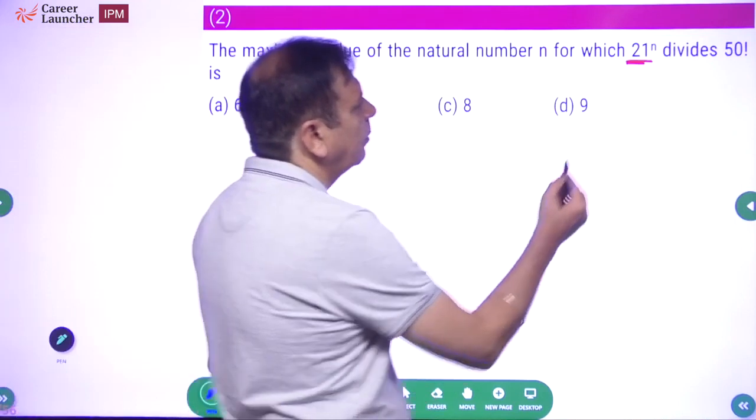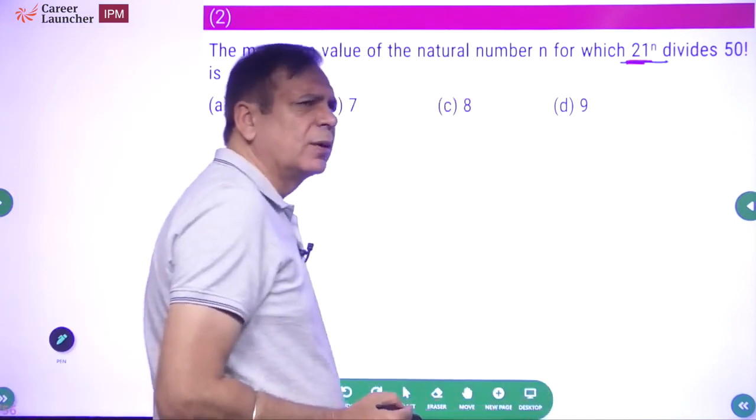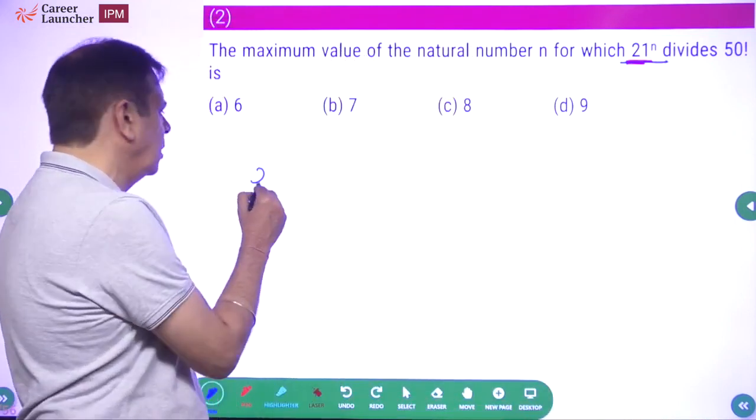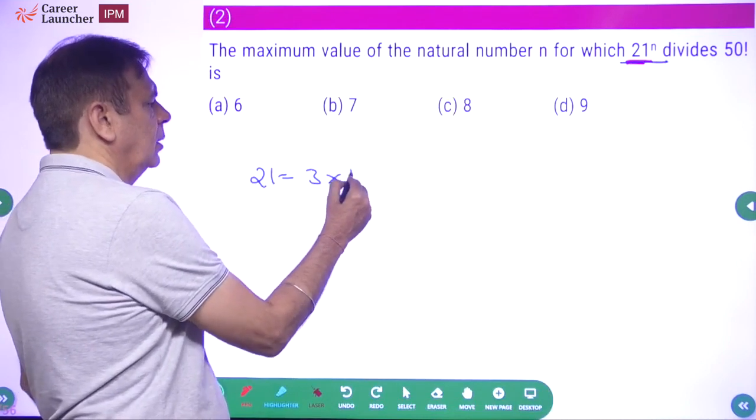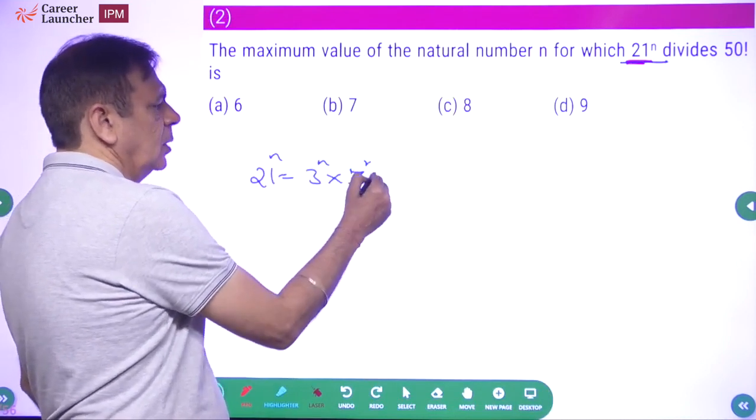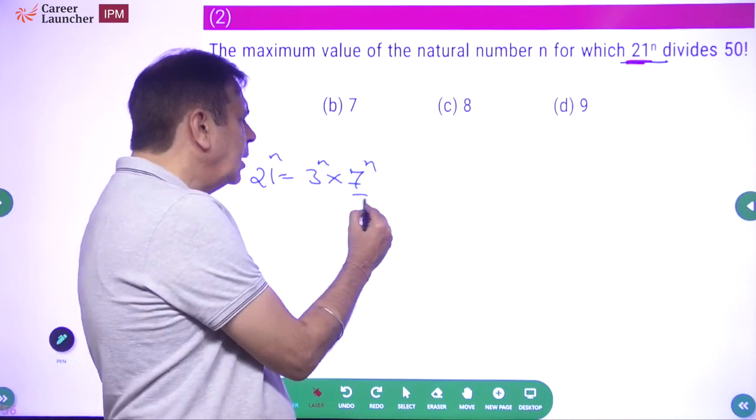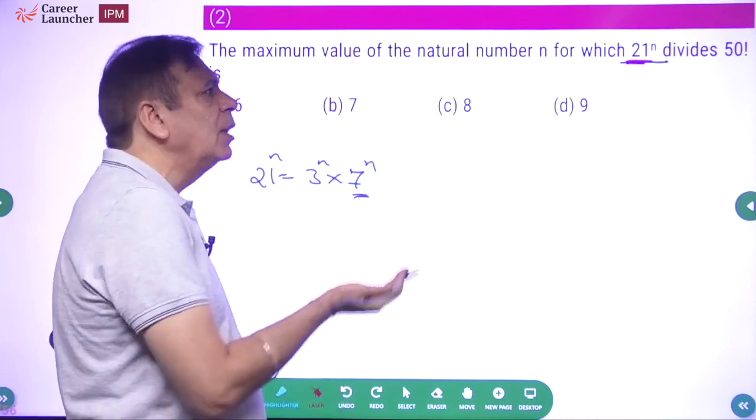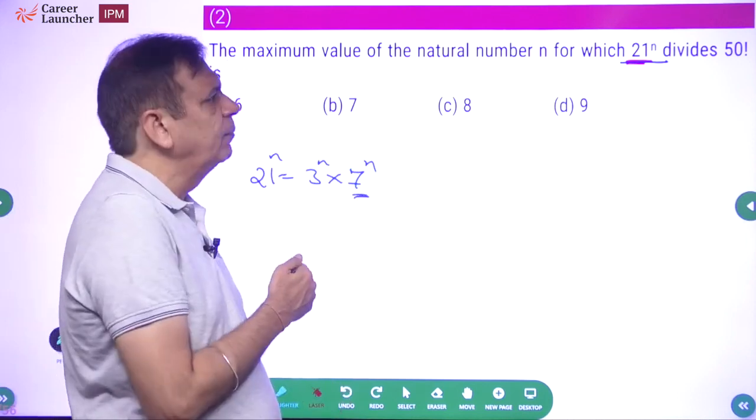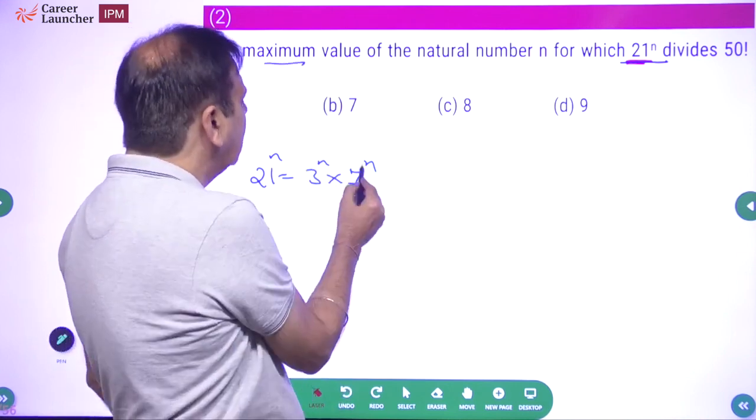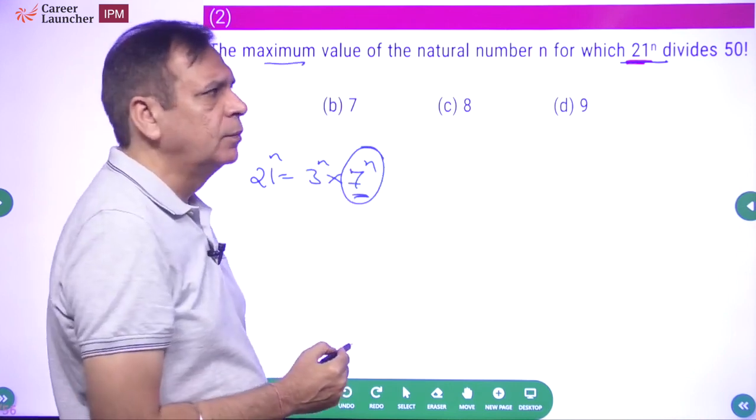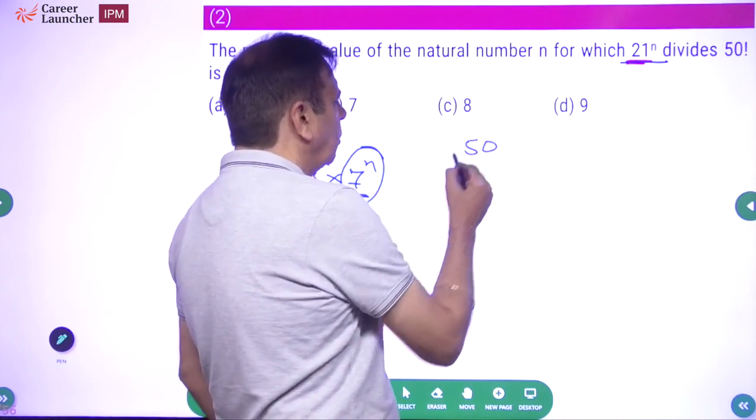Maximum value of a natural number n for which 21 to power n divides 50 factorial. What is 21? It's 3 into 7. So if it is this, what is the limiting term? The number of multiples of 7 will be lesser than the number of multiples of 3. So if I want maximum value, I need to look at power of 7. So what is 50 factorial? What will be the answer?